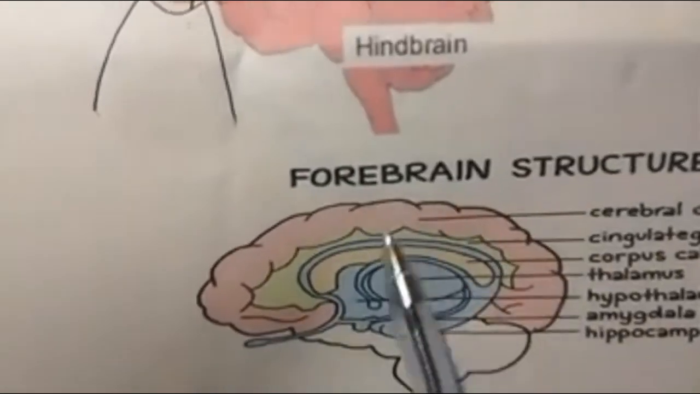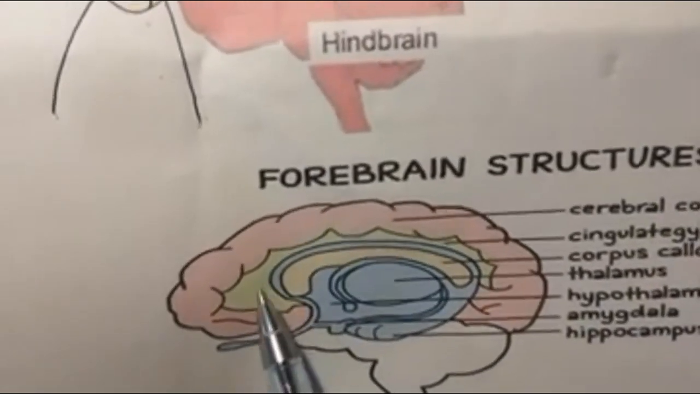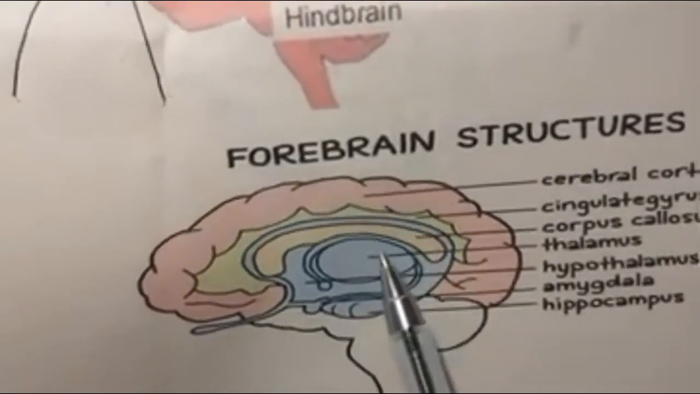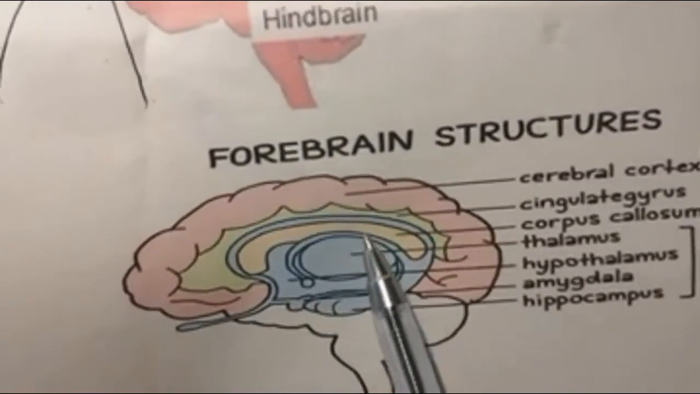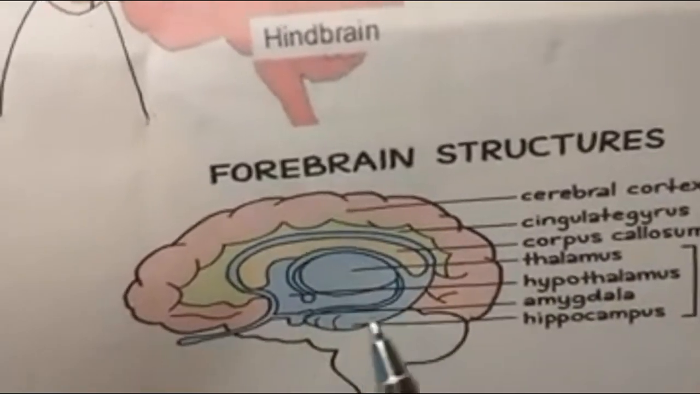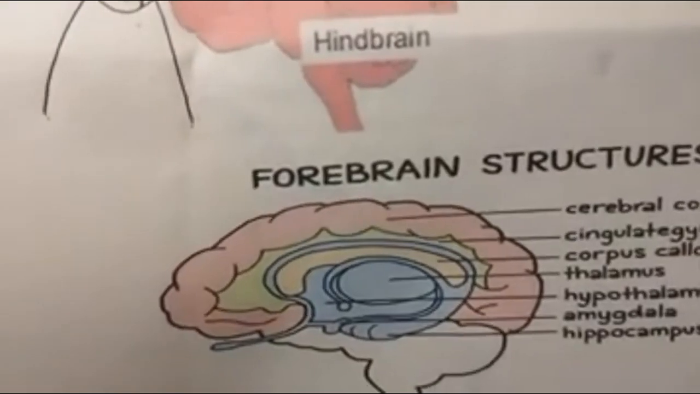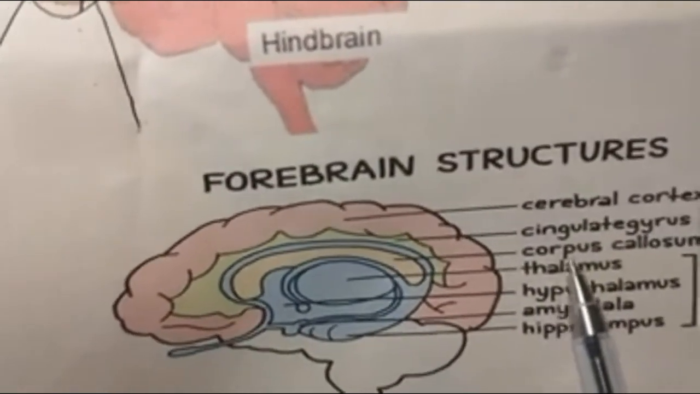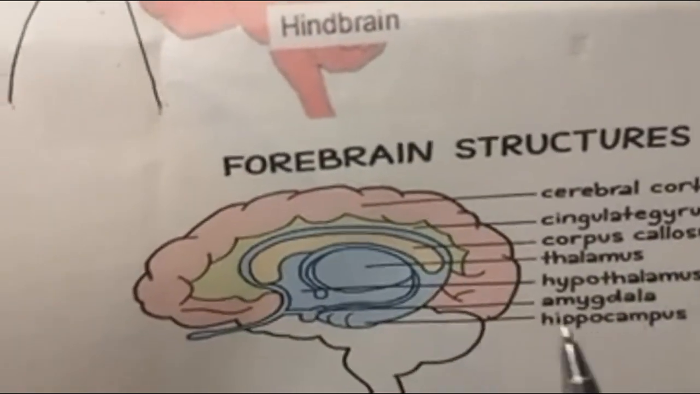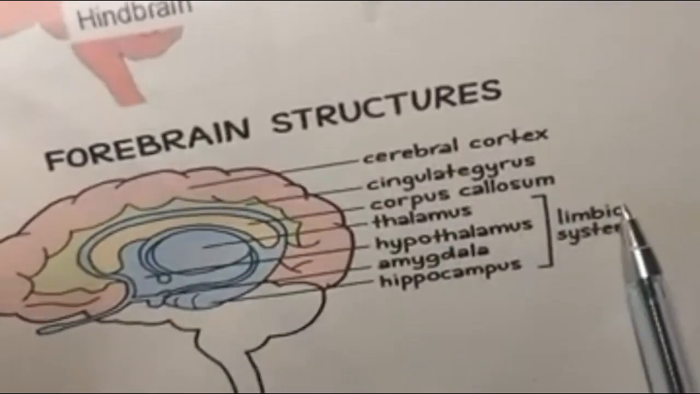Now inside the cerebral cortex there is a cingulate gyrus. Underneath the cingulate gyrus there is a corpus callosum that connects the two halves of the brain. So the right half and left half of the brain are connected through this corpus callosum. And then there are parts of the forebrain called the limbic system.